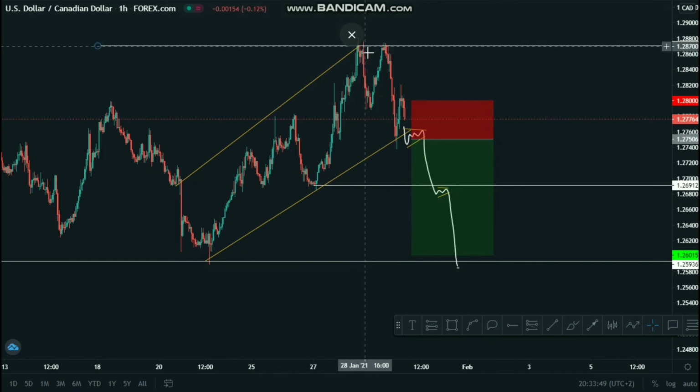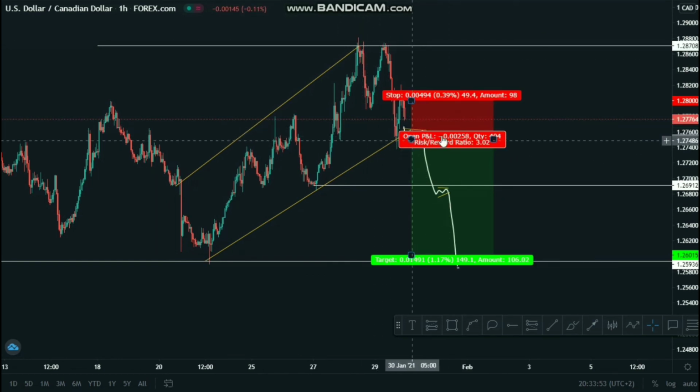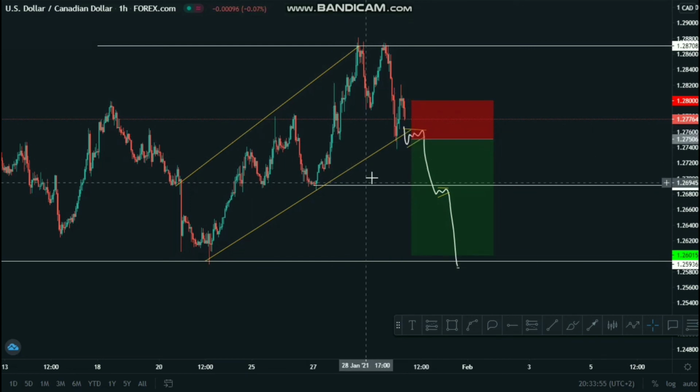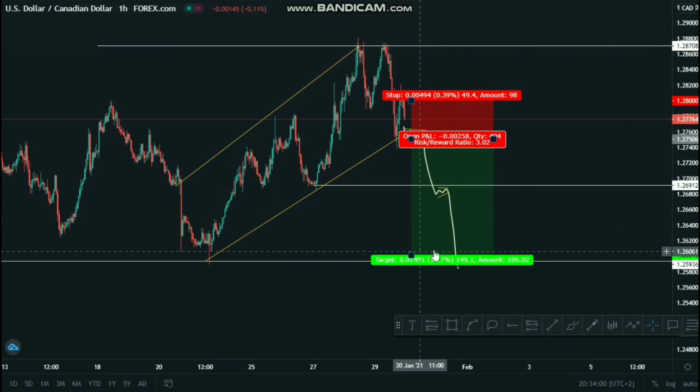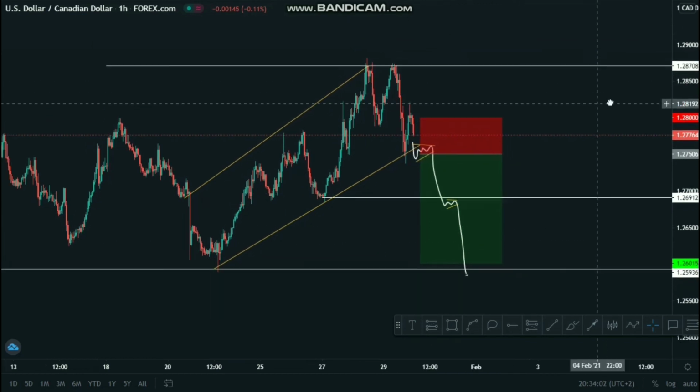signaling what? Selling pressure. So we might have a breakout at this point, then we're going to be having our selling opportunities right here. No breakout, no entry. Breakout structure, we enter, then our target is around this level according to the 90% rule.